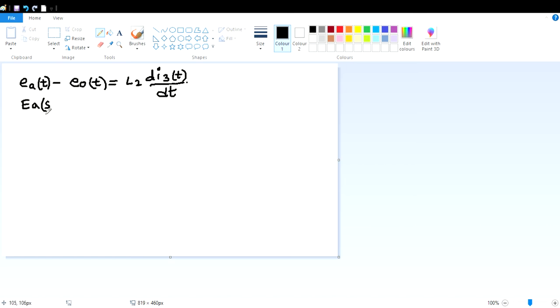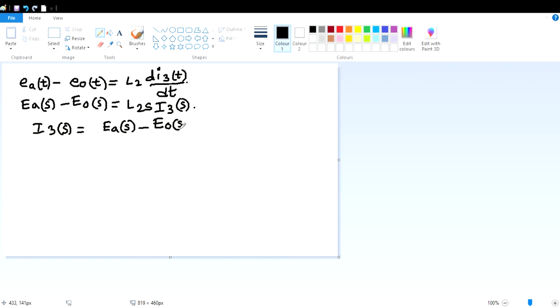So if I want to get the Laplace of it, what do I get? EA(s) minus E0(s) equals L2 s I3(s). So basically I am getting I3(s) is equal to (EA(s) minus E0(s)) divided by s into L2. Understood?